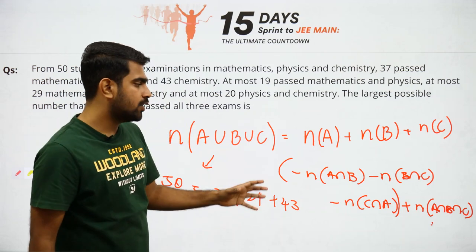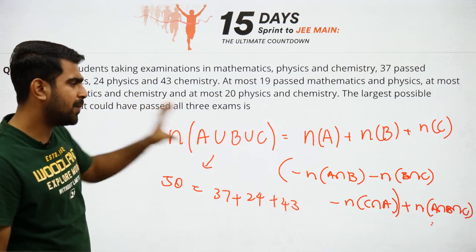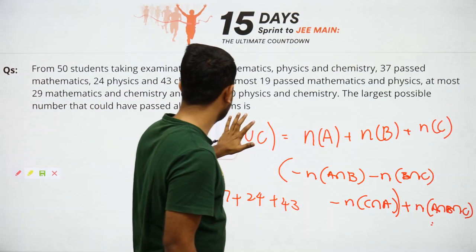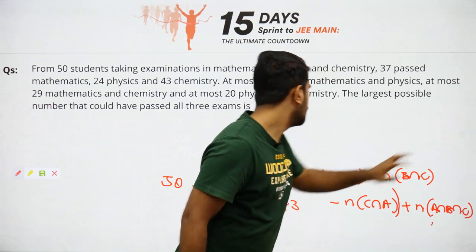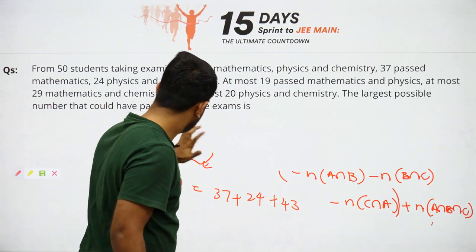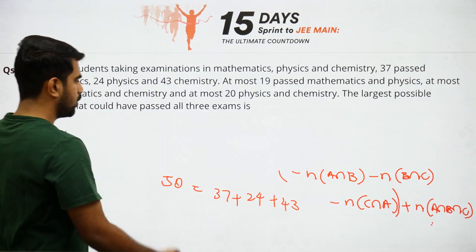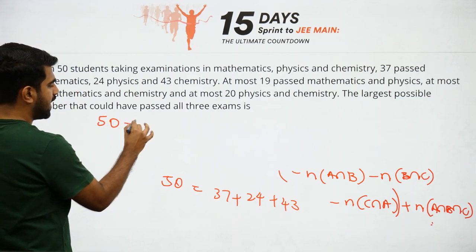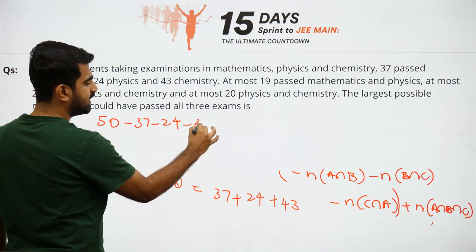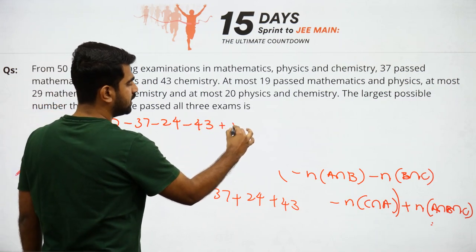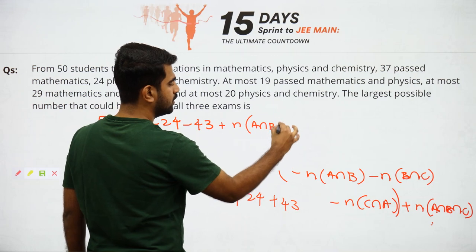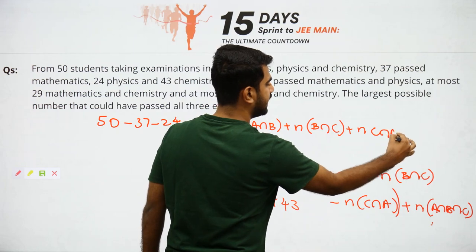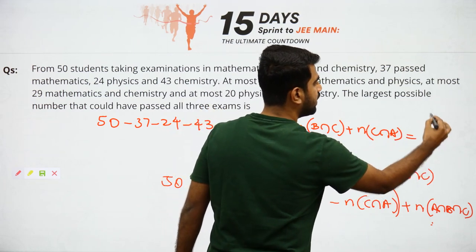So now to do that, I will bring everything to the left hand side, apart from that, everything is removed. So let me write such an expression. So what will I get? I will bring everything to the left hand side. So I will have 50 minus 37 minus 24 minus 43 and then plus n of A intersection B plus n of B intersection C plus n of C intersection A is equal to what I am interested in.